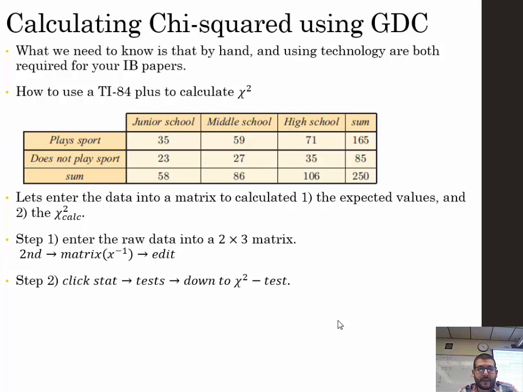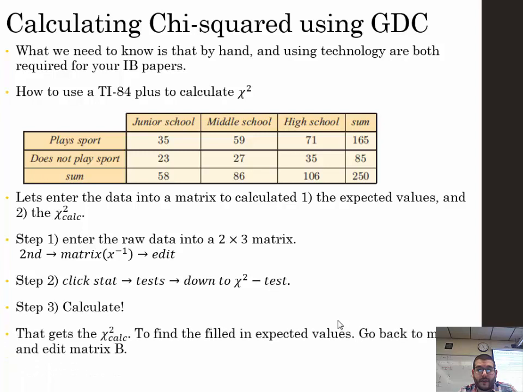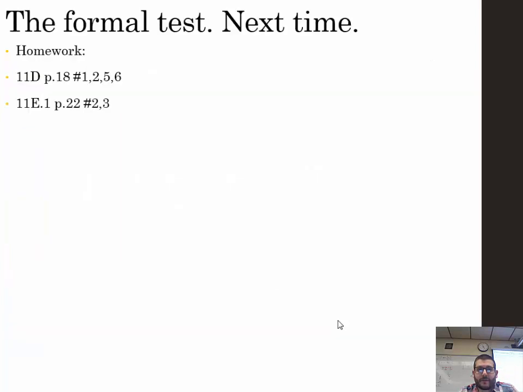Next you press stat, test, down to chi-squared test and press enter. Calculate it, and there you get your chi-squared calculated value. If you go back to the matrix section, there's another matrix B that shows up. You edit that, and you can see all the expected values. It's pretty handy. There's your homework.